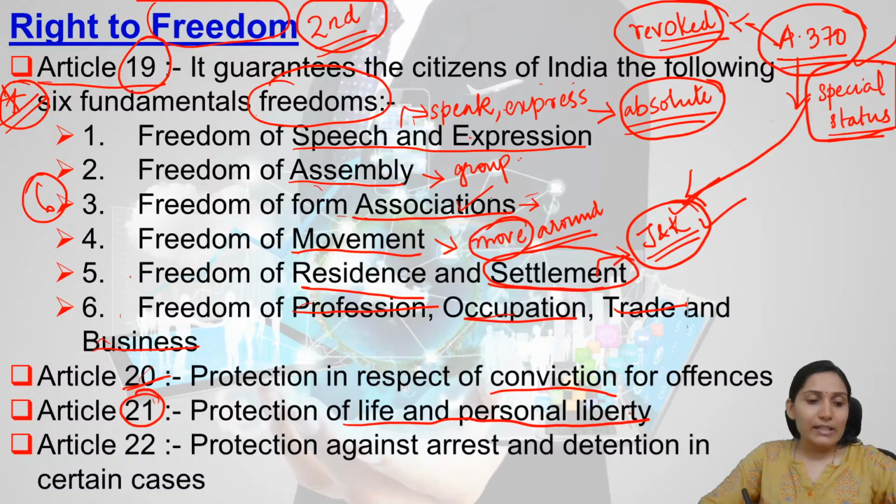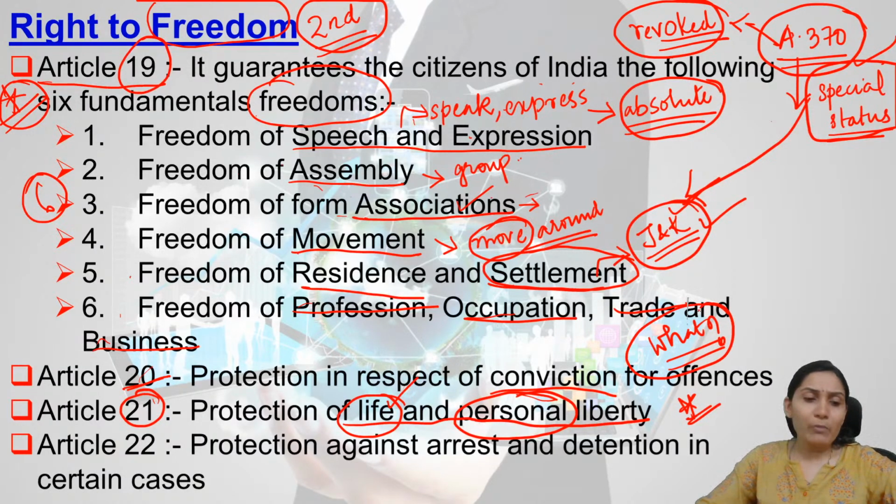This is a very important article again. Now, what kind of life? As we have discussed earlier, the Supreme Court is the guardian of the Constitution, and it can also act as a protector and interpreter of the Constitution. Whatever the Constitution has said, the meaning of it can be interpreted by the Supreme Court.